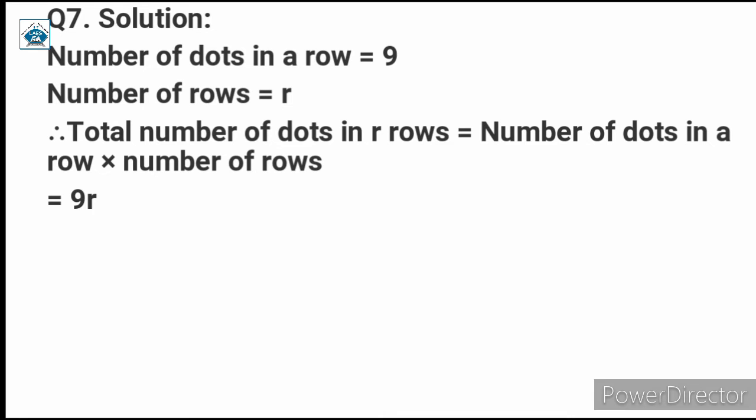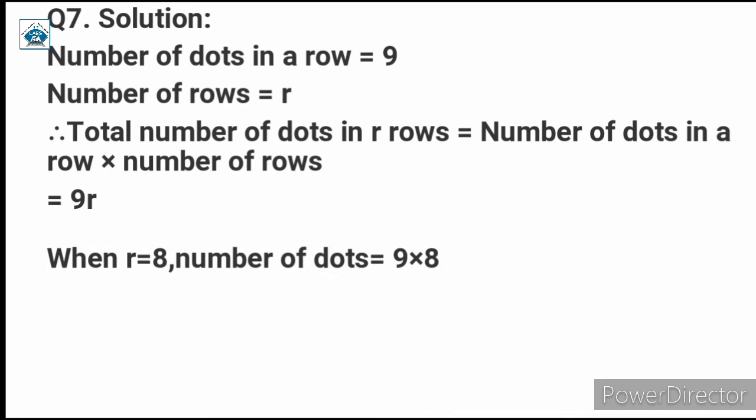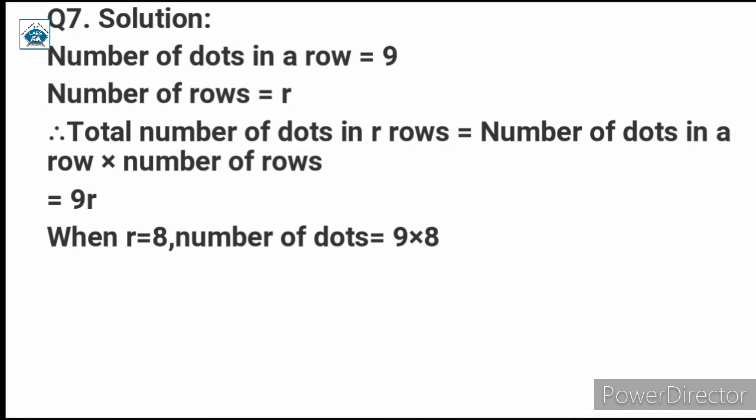Now till here this question is similar to the previous questions. But further in this question we are asked that how many dots are there if there are 8 rows. That is here r is equal to 8. So when r is equal to 8, number of dots is equal to 9 multiplied by 8. That is in place of r we are putting 8. This is equal to 72 dots.